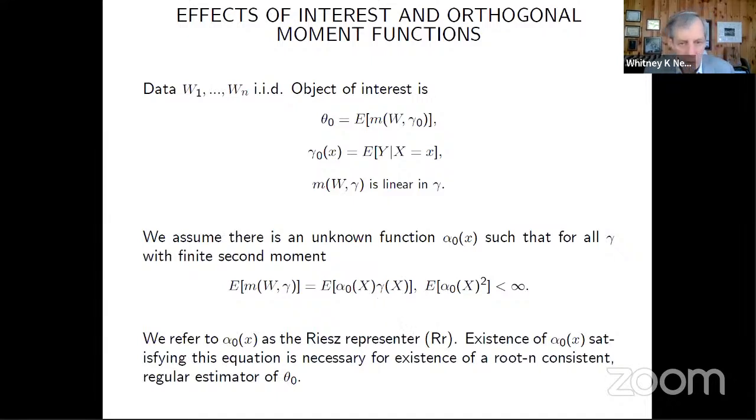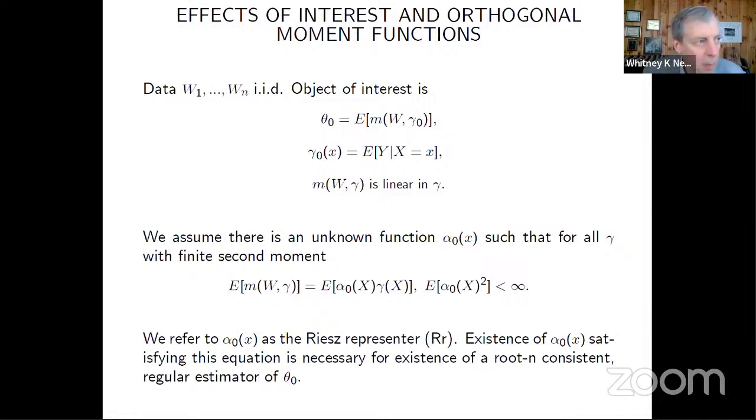Now that actually comes from something in functional analysis. We're not going to use anything except the name, which we're going to call a Riesz representer. Okay, so this is an assumption we're making.